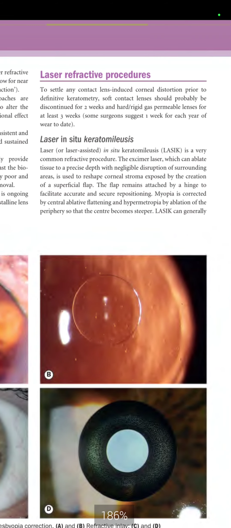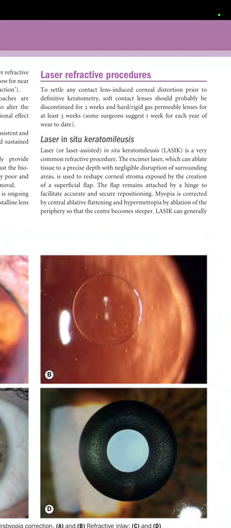Laser refractive procedures. To settle any contact lens induced corneal distortion prior to definitive keratometry, soft contact lenses should probably be discontinued for 2 weeks and hard rigid gas permeable lenses for at least 3 weeks. Some surgeons suggest 1 week for each year of wear to date.